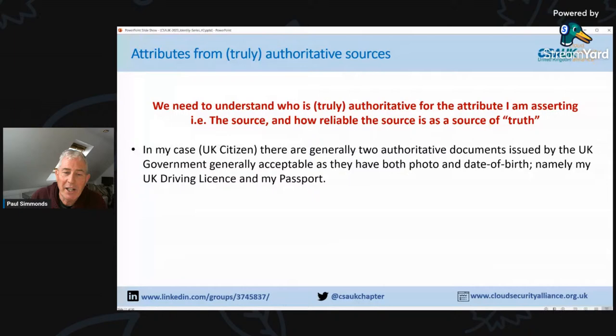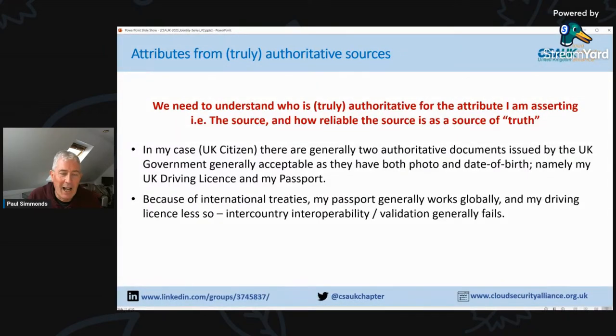In my case, as a UK citizen, there are generally two authoritative documents issued by the UK government: my passport and my driver's license. Because of international treaties, my passport generally works globally, but my driver's license less so. I used to have a paper driver's license until just recently. My passport was in to get a visa, so I had to turn my paper driver's license into a photo driver's license.